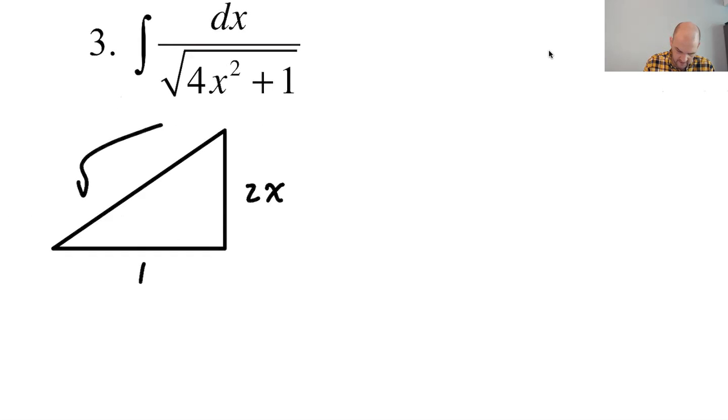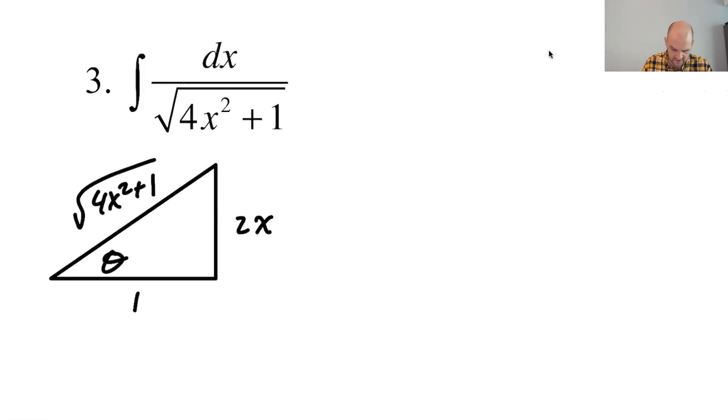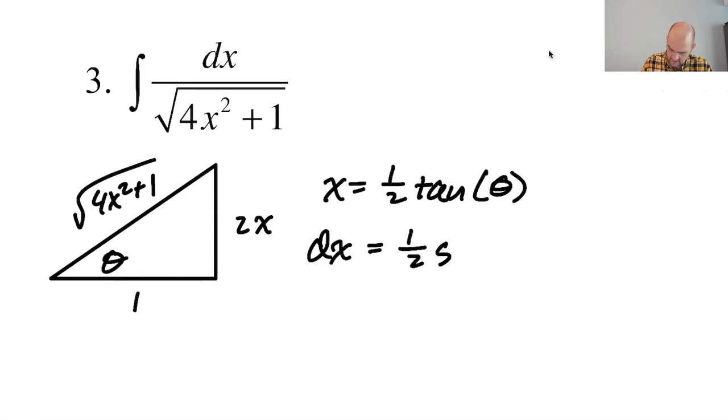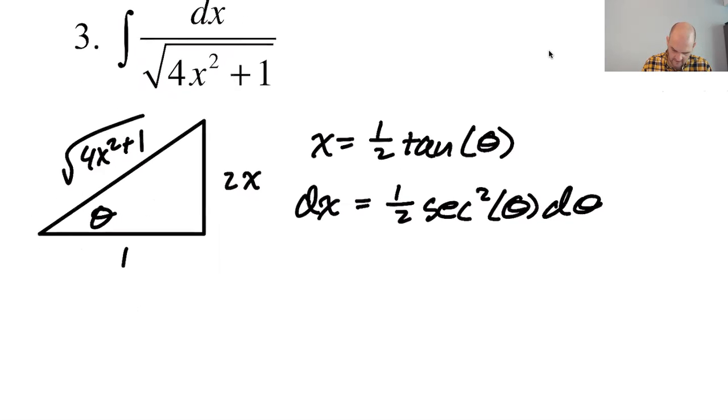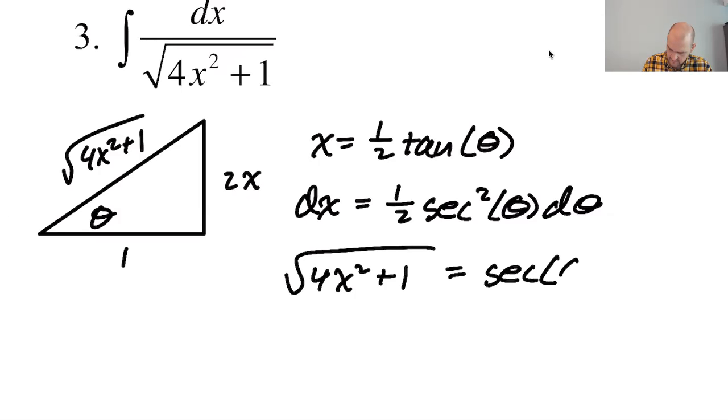1 over the radical of 4x squared plus 1. And you can definitely be doing these on your own if you wanted to. So tangent is 2x. So x is 1/2 tan theta. And then dx is 1/2 secant squared of theta d theta. Okay, and then our radical, 4x squared plus 1, is just secant.